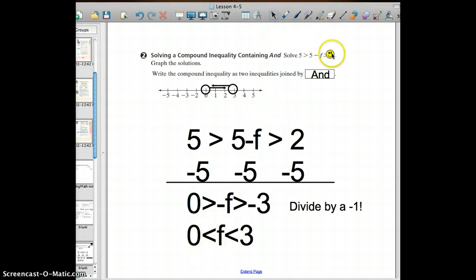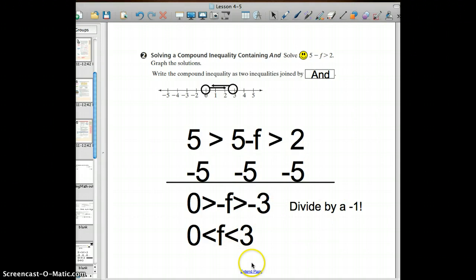We then look at the second half of the inequality here. Okay, and again, we can ignore now the first half. We have 5 minus f is greater than 2. Again, you've solved these 1 and 2 step inequalities and nothing has really changed. All right, we have 5 minus f is greater than 2. So again, we're going to subtract 5 from both sides, and we're left with negative f is greater than negative 3. We again have to divide both sides by a negative. Remember what happens when we divide by a negative? We have to flip the inequality, and then we get f is less than 3.